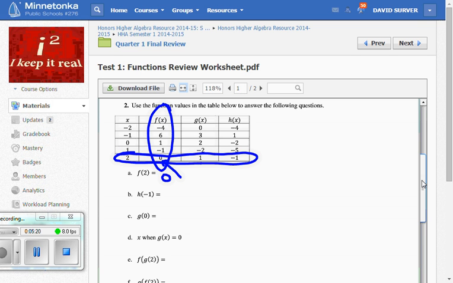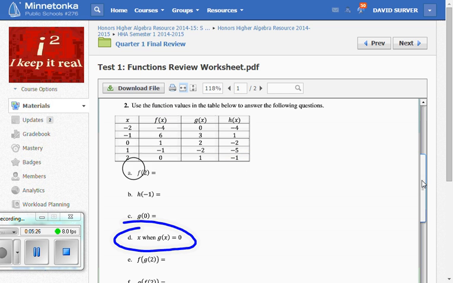Now let's go to a harder kind, significantly harder. Let's go to x when g of x is 0. Here's the important part. Did they tell you x? No, they didn't tell you x. We know it's the g of x function, but they did not tell us the x. They told us g of x was 0, so that means this is the spot.